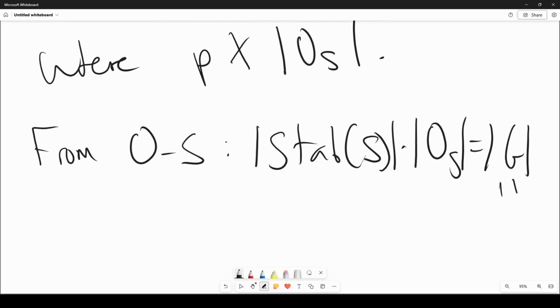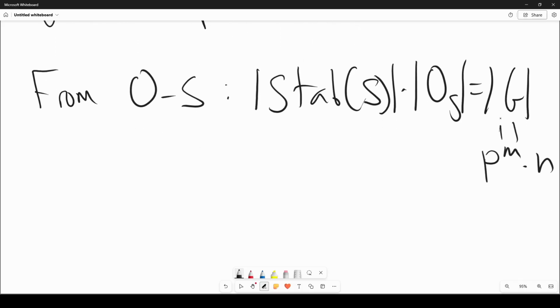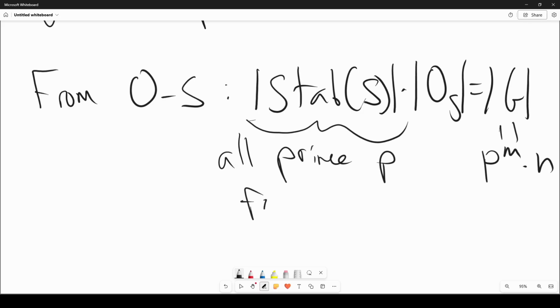Well, the size of G is just p to the m times n. So somehow the stabilizer of S and the orbit of S multiplied together are going to have to equal p to the m times n. But if p doesn't divide the size of the orbit of S, then all of the prime p factors have to be in here. All of them have to be included inside of the stabilizer of S, because if not, this would be a contradiction. We can't get any p's from the orbit of S, so we have to get them all from the stabilizer of S.